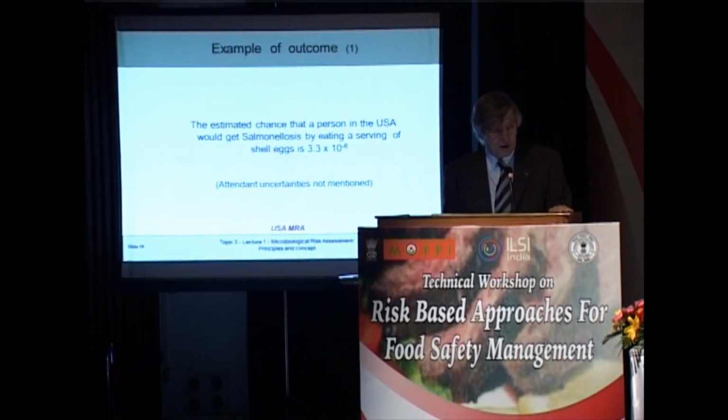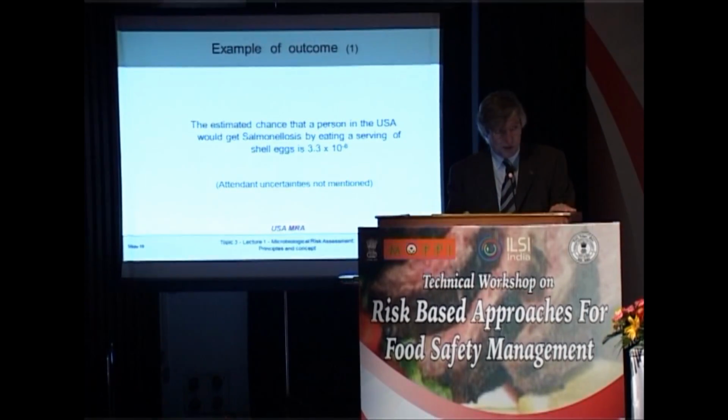There's an example of how such a risk estimate could be expressed. So in the US, eating a serving of shell eggs might carry a risk for salmonellosis of 3 times 10 to the minus 6. Coming out of a risk assessment, this is a number. It doesn't mention the uncertainty. It doesn't mention any data that were used. So using these kinds of numbers in isolation is slightly dangerous.